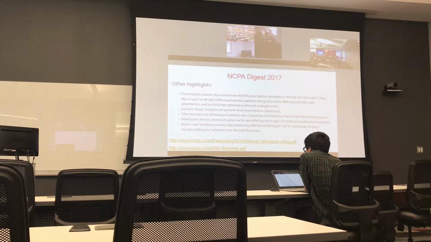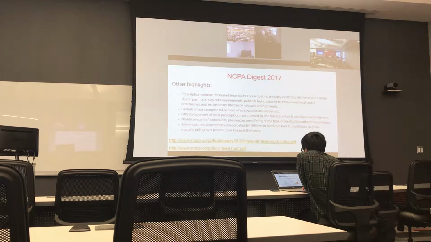90% of community pharmacies are offering some type of medication adherence program. So, you might see that in your store, and so they have that 5-star rating, and they get cognitive services, they get MTM. If they do it right and they bill for it, then that's a whole process that we don't have time to get into. And below cost reimbursements, exacerbated by these fees to Medicare Part D, contribute to gross margins falling by 5% over the past years.